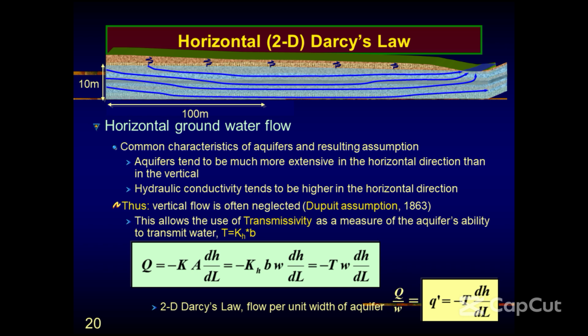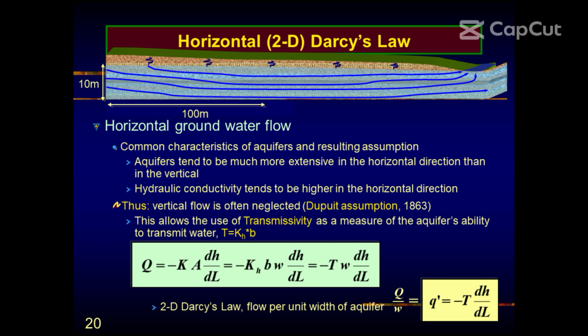All right. So aquifers tend to be more extensive, and hydraulic conductivity tends to be higher in the horizontal direction. Okay? Although here, you see, we consider the vertical component, even here we may choose to neglect it. But T is strictly a function of X and Y. That's very important. Thus, the vertical flow is often neglected, which is what is called the Dupuit assumption. This allows the use of transmissivity as a measure of the aquifer's ability to transmit water throughout the entire thickness of the aquifer. Okay? And then we can change it into this.